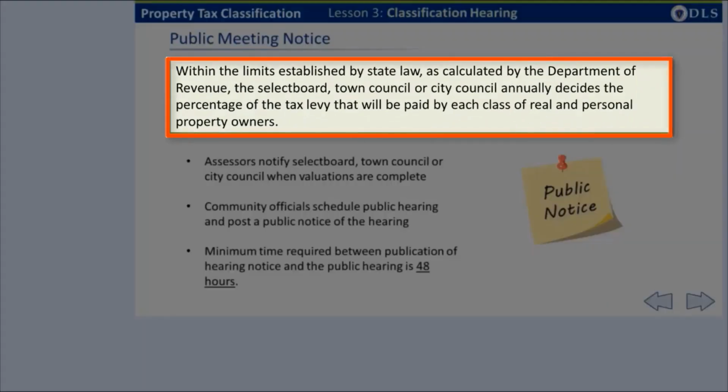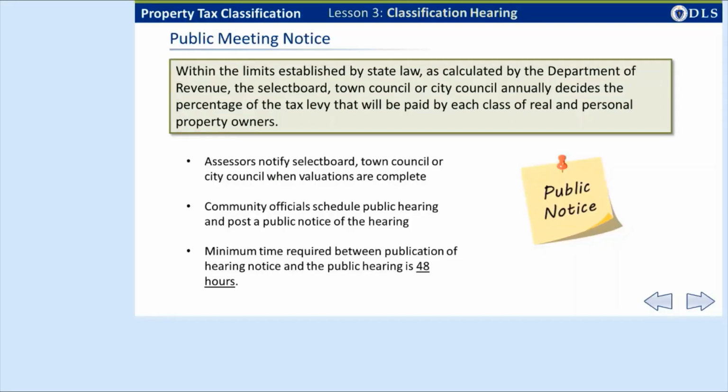Within the limits established by state law, as calculated by the Department of Revenue, or DOR, the Select Board, Town Council, or City Council annually decides the percentage of the tax levy that will be paid by each class of real and personal property owners. The assessors notify the Select Board or City Council when the final valuations have been completed. Community officials must then schedule a public hearing for classification purposes and post a public notice of the meeting. The minimum time required between the publication of the hearing notice and the public hearing is 48 hours.